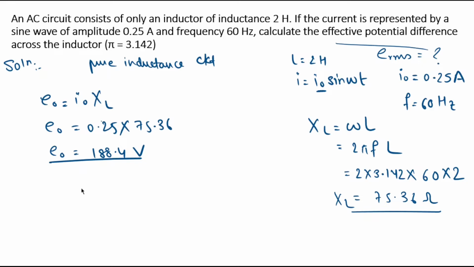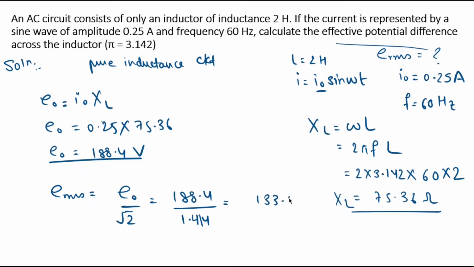We need to find out the effective value, that is ERMS. Now ERMS is equal to E naught upon root 2, which is equal to 188.4 divided by 1.414, which is equal to 133.22 volt. So the effective potential difference across the inductor is 133.22 volts. Let's look at the next sum.